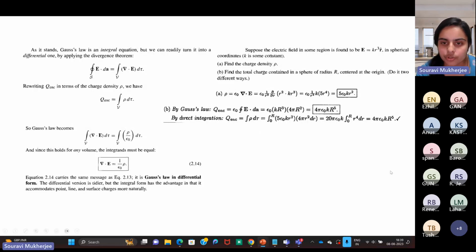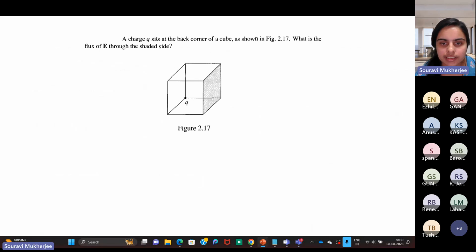Okay. So now, this is another question. This is a very common type of question, and many of you might have seen these questions. What it says is that you have this charge at one corner of this cube. What is the flux of electric field that passes through this shaded side? Can you tell me how to proceed with this question? It makes use of Gauss's law.